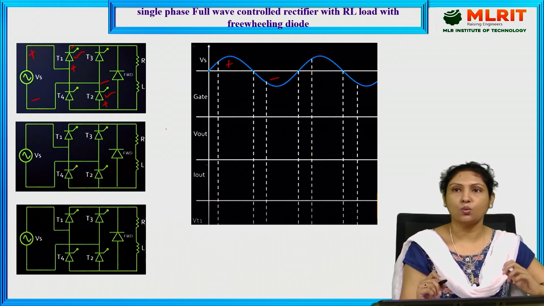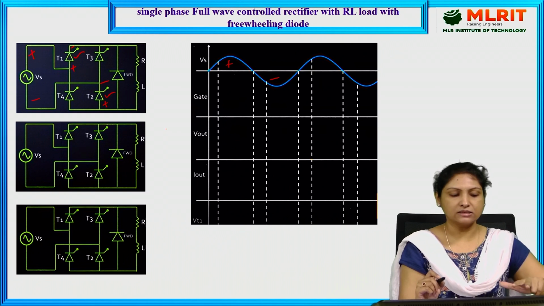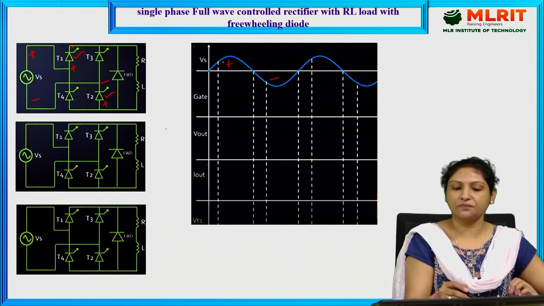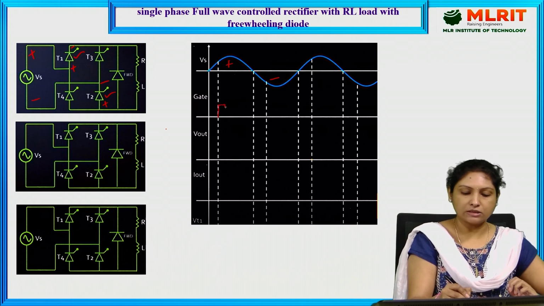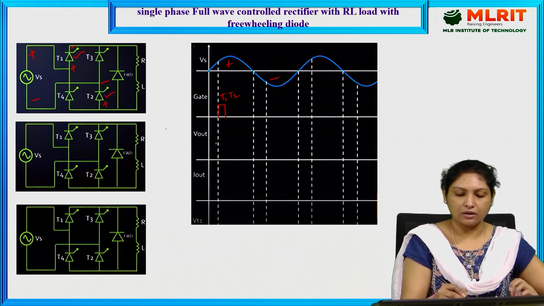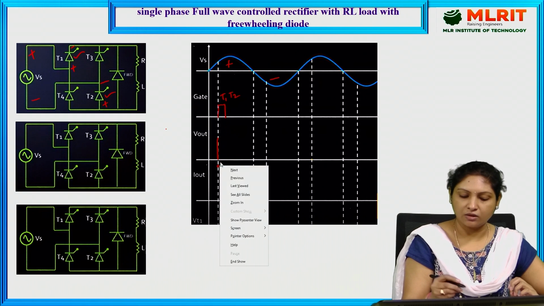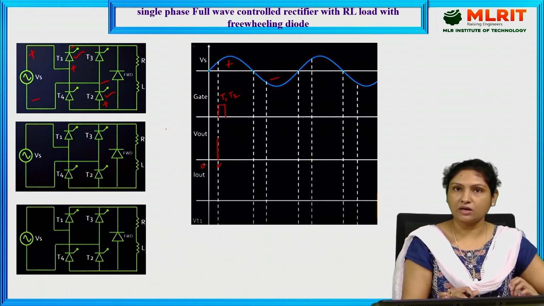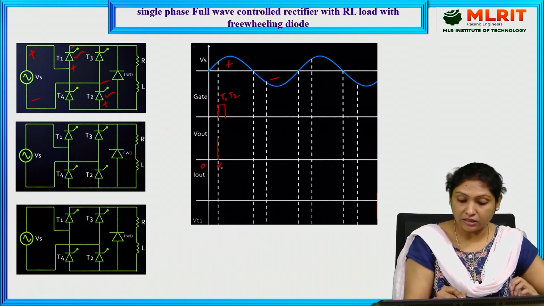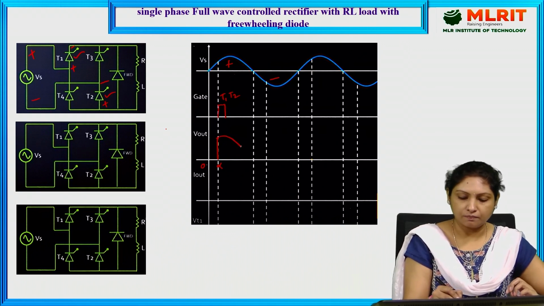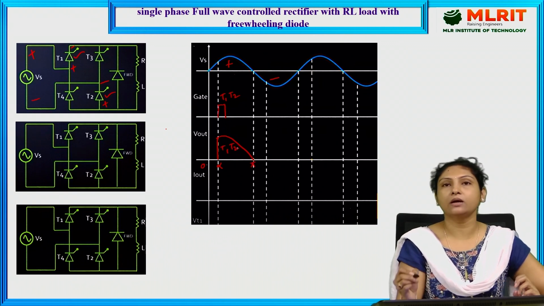At this instant, if we provide the triggering pulse, T1 and T2 start conducting current through the load. So during the positive half cycle, we provide a triggering pulse for thyristor 1 as well as thyristor 2, such that the output voltage starts conducting right from this alpha. It is forward biased right from 0, but the moment we provide the triggering pulse, the thyristor starts conducting, that is from alpha to pi. From alpha to pi, thyristors 1 and 2 are conducting current through the load.